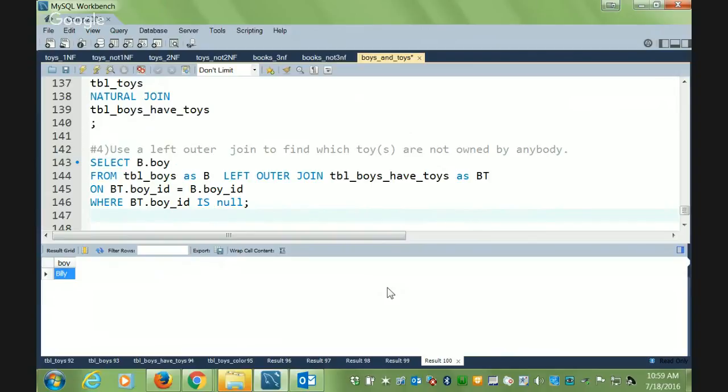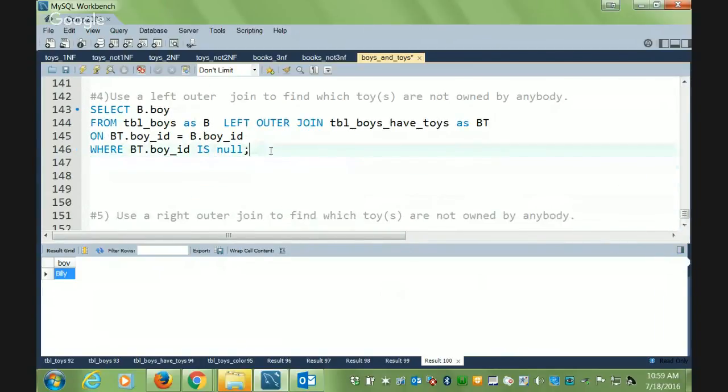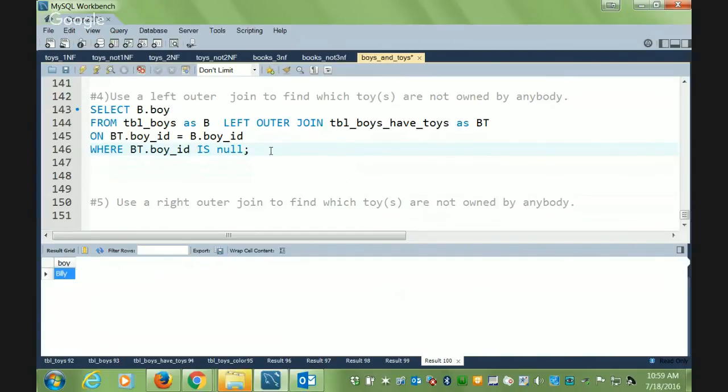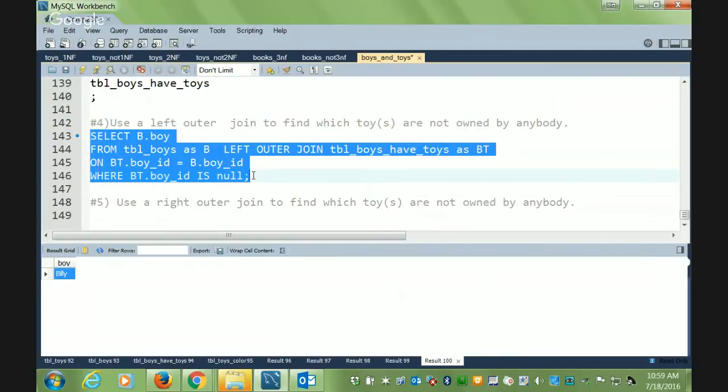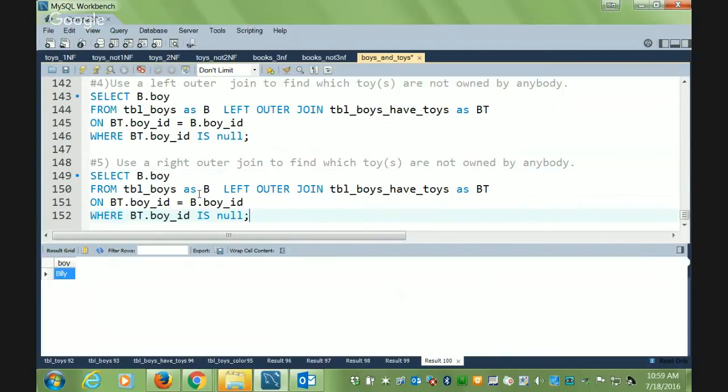Write the same thing using a right outer join. That's the next question. I'll take 1 more minute. I've already taken 9 of your minutes. Pick the same thing, put it here, change the left to right. We'll work more on it, don't worry. Change the left to right. This table now comes to this side, okay? And this table goes to the other. That's the only difference.